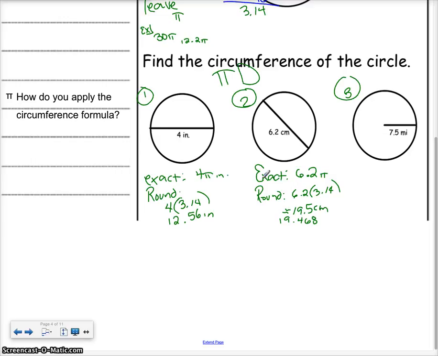And you're going to get something different. 19.4778. Notice that it's different than mine because your calculator has pi programmed more than 2 digits. So obviously, you're going to get a different answer. Your calculator is a better option because the less you round, the more accurate your answer is going to be.